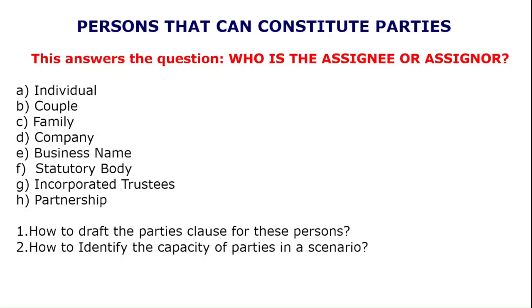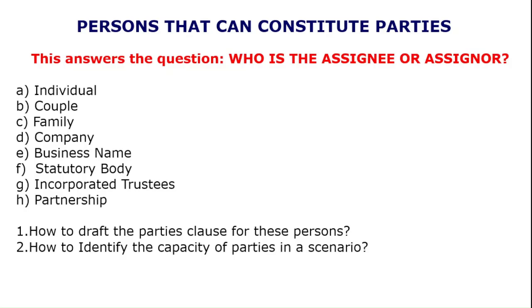So you have business name, you have statutory body, you have incorporated trustee, you have partnership, right? So the most important part of this draft is you must know how to identify the legal personality of the persons involved in this transaction. And what I've done in the main tutorial video is to give you a PDF where I've analyzed some of all these persons. And then there are keywords that the moment you see this keyword in the scenario, you know that this is a company. You know that this is a business name. You know that this is a partnership. You know that this is a blind, this is an illiterate person.